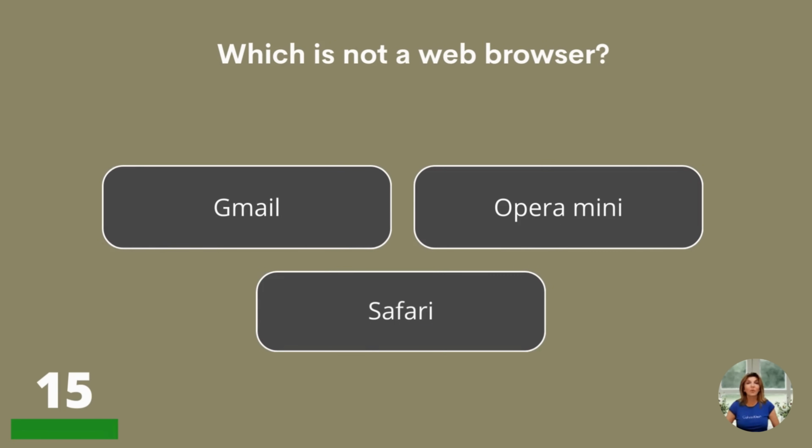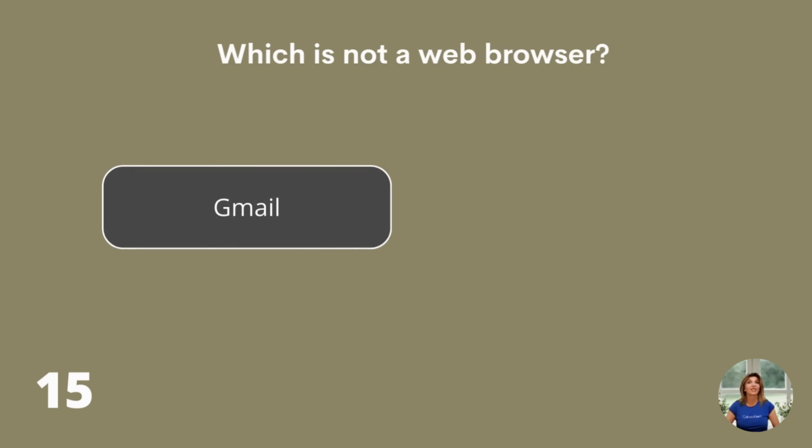Which is not a web browser? Gmail, Opera Mini, or Safari? Gmail.